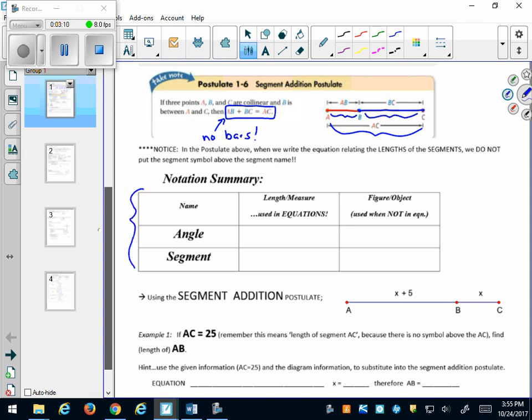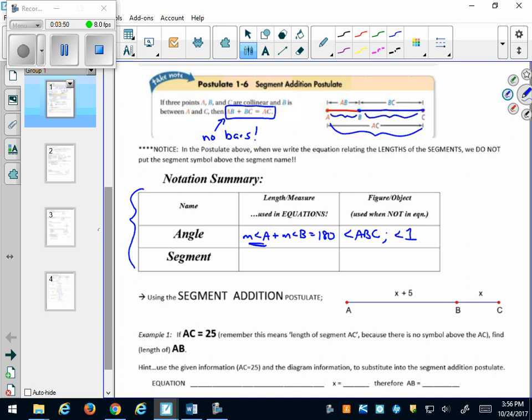So this chart here is comparing angle notation with segment notation. If you remember, we talked about the angles. When you're talking about the angle itself, like angle ABC or angle 1, that's just talking about the angle itself. If you said angle 1 is a right angle, or angle ABC and angle 1 are complementary, you're just talking about the angles. When you want to use the measure of angles in an equation, measure of angle A plus the measure of angle B, let's say, equals 180, then we need that little m in front.